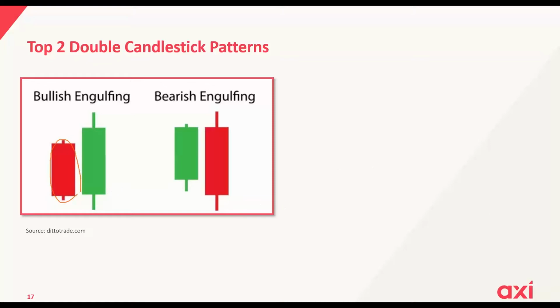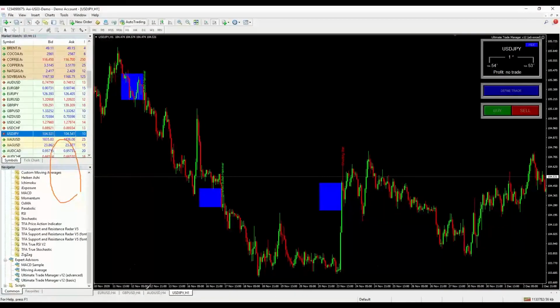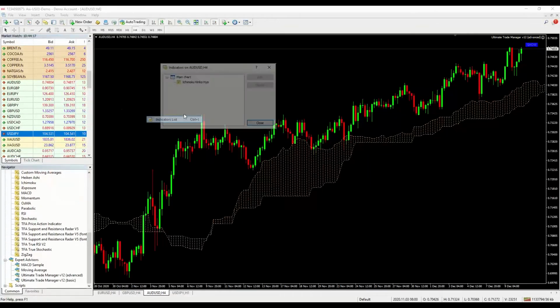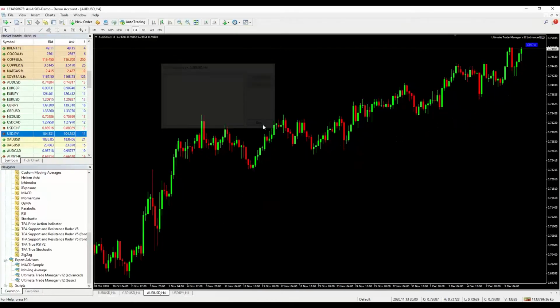What I don't want to see is engulfing candles that look like crap. I mean engulfing candles that don't look nice, right? What I mean by that is, let me try to find an example here for you guys, right? Let me just remove my indicators and stuff.